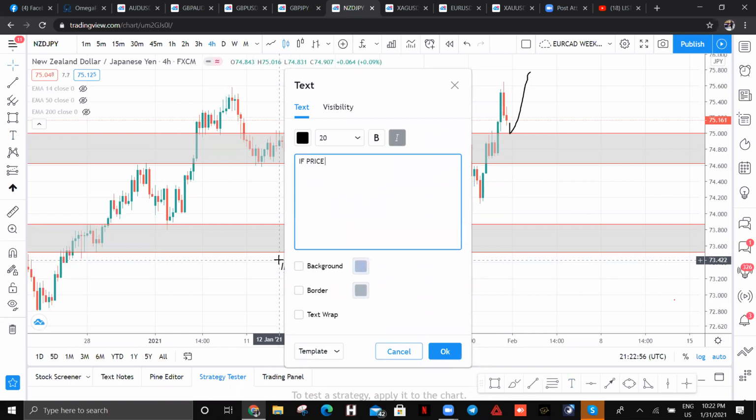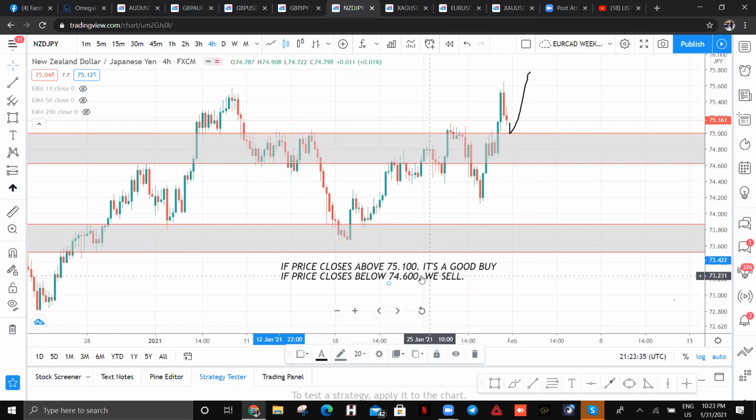If price closes above 75.100, it's a good buy. If price closes below 74,600, we sell. Your TP and your stop loss, you know where it is above and below.